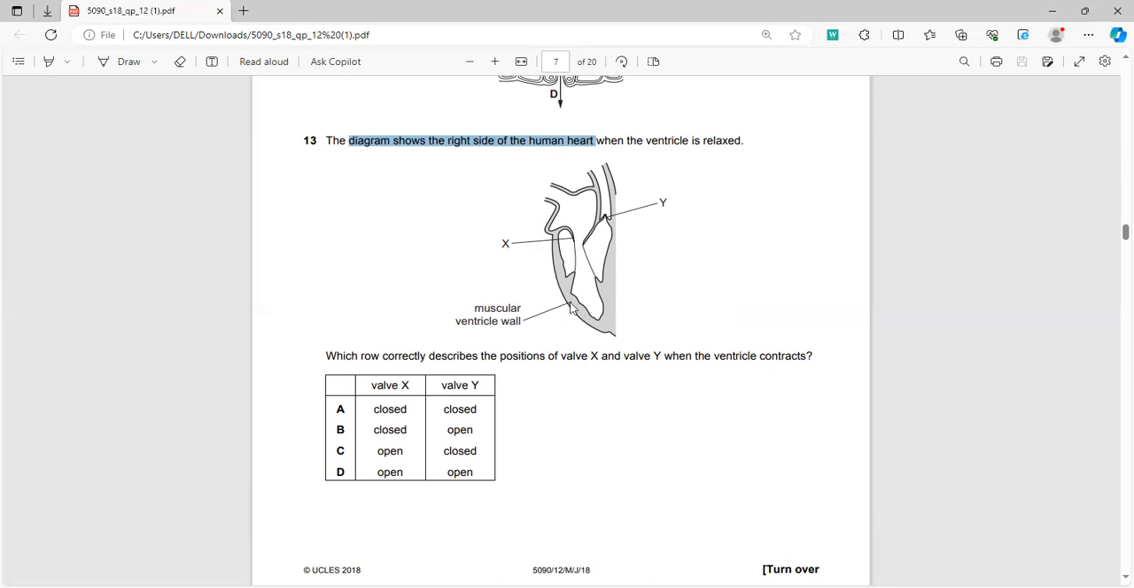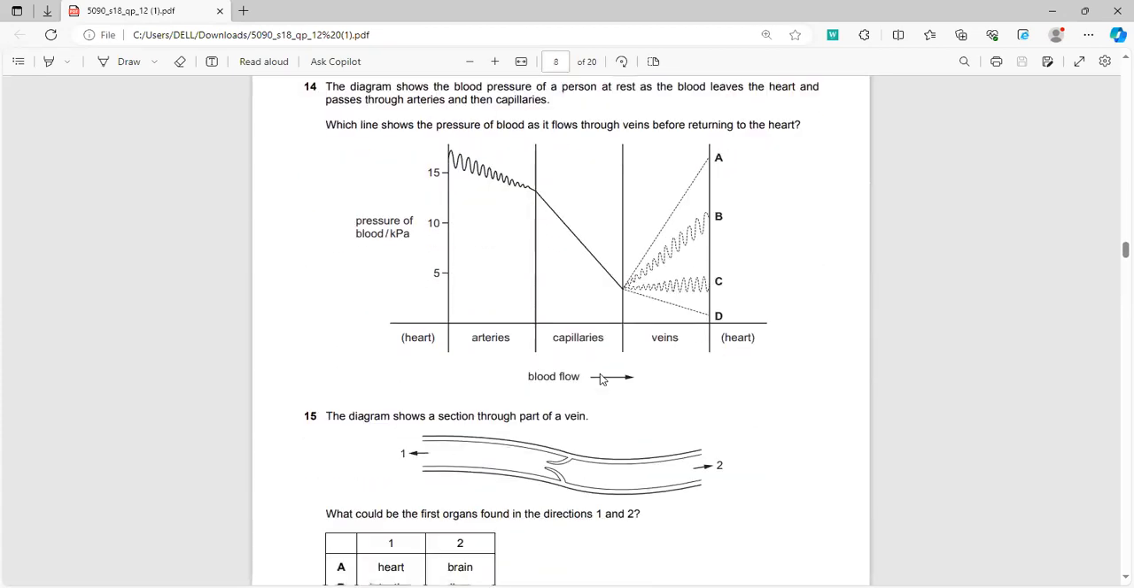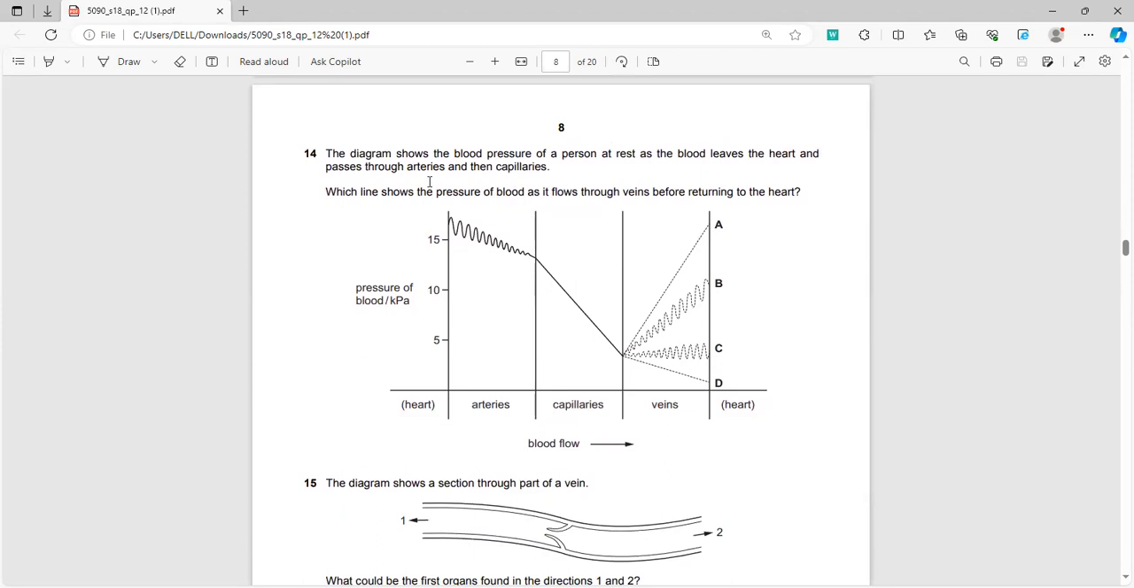This is the ventricle. When it contracts, this valve, which is valve Y, will open, and this valve X will close. So the correct option will be close and open. Yeah, B.